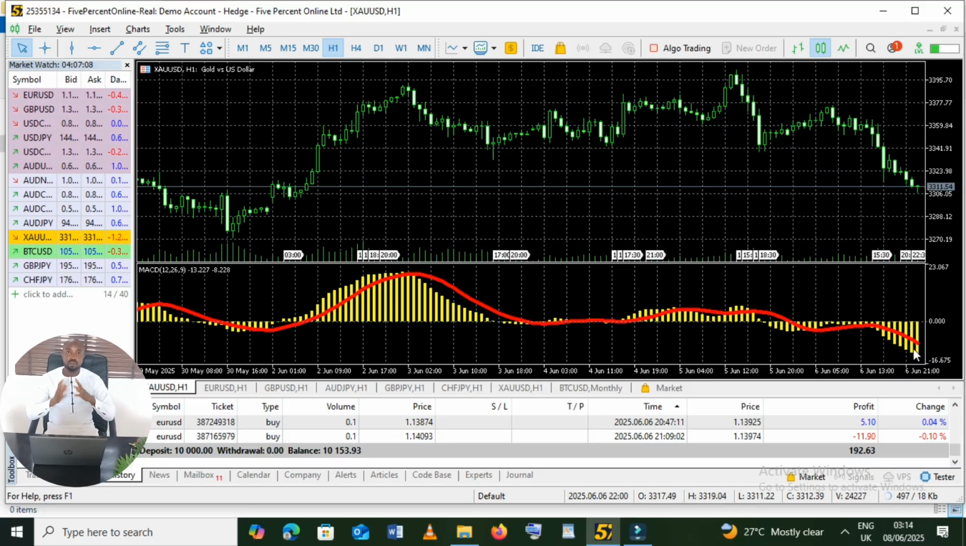So I have just analyzed the market using three trend indicators, which show the direction of the market, and three oscillators, which show the strength of the market.